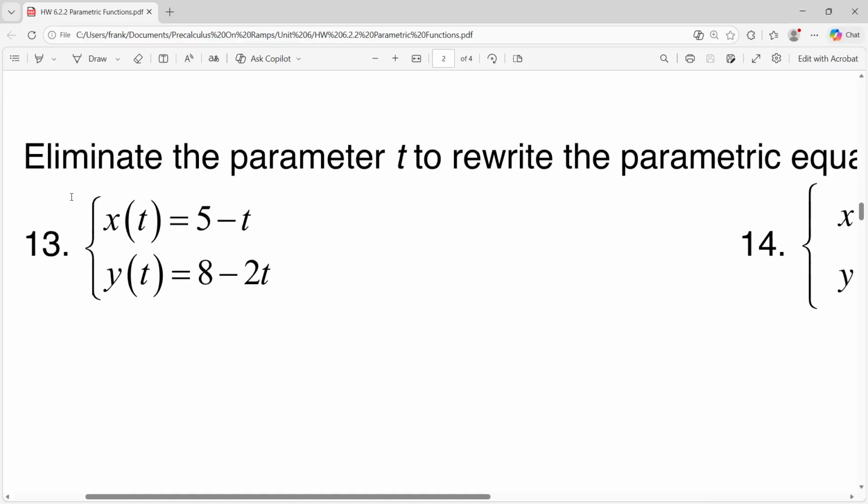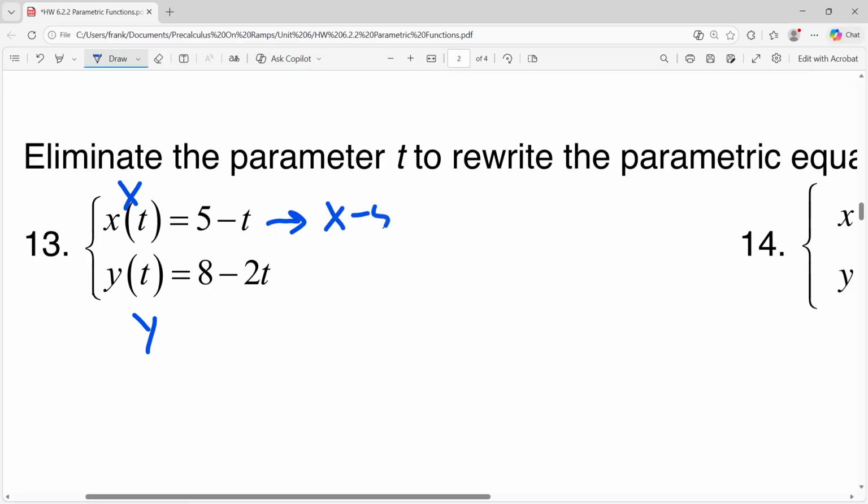I could rewrite this just to make it simple on myself. This is x and this is y. x equals 5 minus t, y equals 8 minus 2t. In this case, they're both linear, so either one will be pretty simple. I'm just going to solve this one for t. I'm going to subtract 5 from both sides. x minus 5 equals negative t. I'd have to do the x one first here because I want to get y equals something.